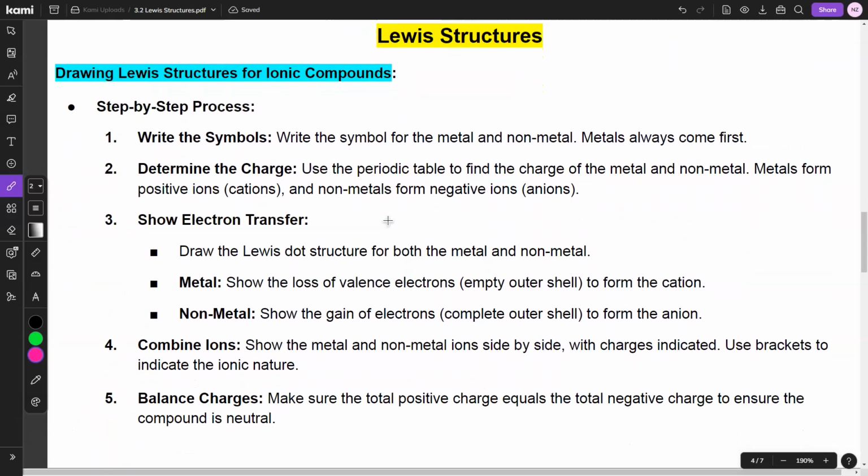So here are the steps. Number 1, write the symbols. So we're going to do that just like we did previously. We're going to add a dot for every single valence electron. Then we're going to make sure that we are transferring from our cation to our anion. When a cation loses electrons, it ends up with a positive charge. When an anion is taking in electrons, it ends up with a negative charge. So we're going to do some examples and you'll see how these steps work.